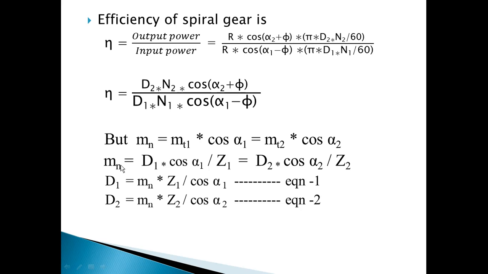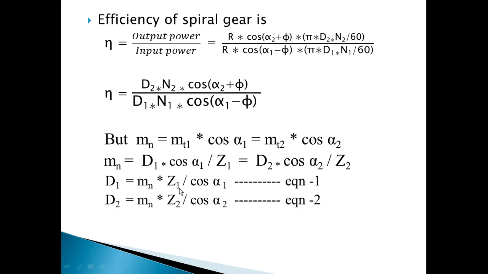So what I am getting: mn equal to d1 cos alpha 1 upon z1, equal to d2 cos alpha 2 upon z2, related to gear number 2. Now I can rearrange this equation so that I have d1 on one side and d2 on another side. So d1 will be equal to mn into z1 upon cos alpha 1, and d2 will be equal to mn into z2 upon cos alpha 2. So in equation number 2, I am getting d1 and d2 in terms of mn, z1, cos alpha 1 and mn, z2, cos alpha 2.